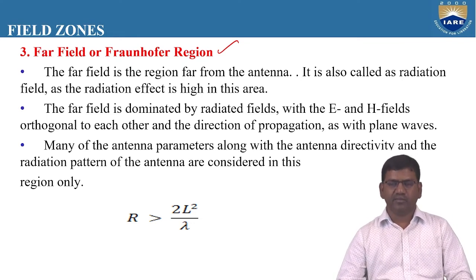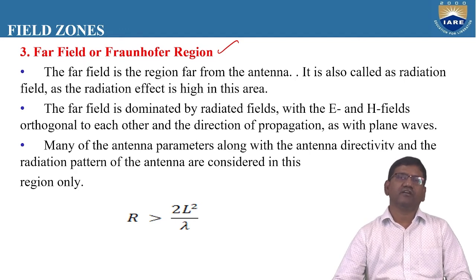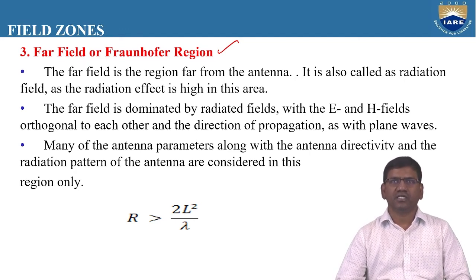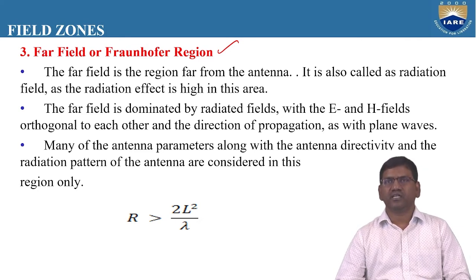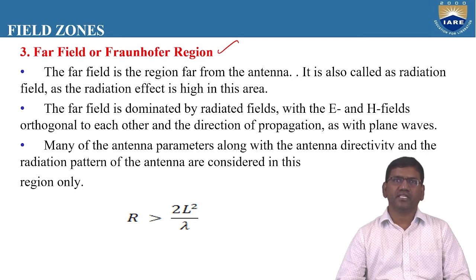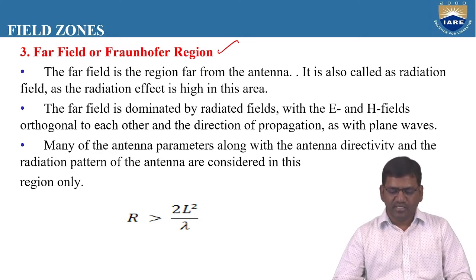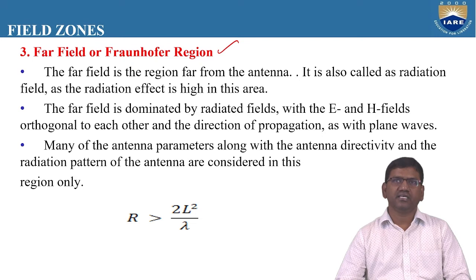The far field is dominated by the radiated fields with the E and H fields orthogonal to each other. That means in the far field the E and H fields are formed uniform and also maximum, and at the same time they are orthogonal to each other and to the direction of propagation, as with plane waves. Many antenna parameters, along with the antenna directivity and radiation pattern, are considered in this region only.